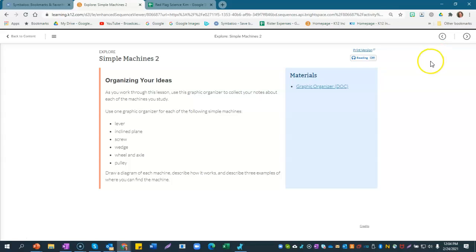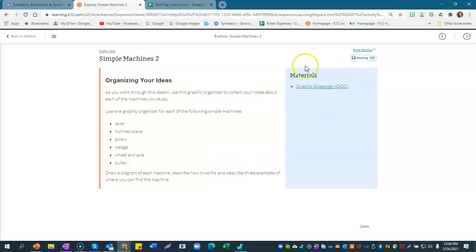All right, so organizing your ideas. As we work through the lesson today, this is a graphic organizer that you can use. One graphic organizer for each of the following simple machines. So it does ask you to go ahead and put each simple machine. That you do need to know all 6 of these, so I would make sure you have those in your notes. And then draw a diagram of each machine, describe how it works, and describe 3 examples where you can find it.